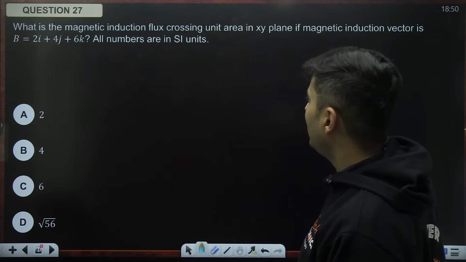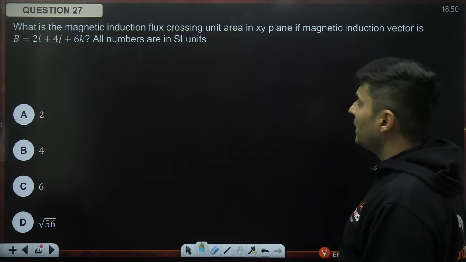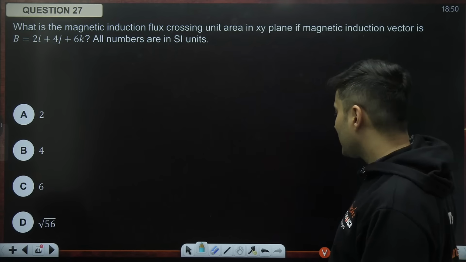What is the magnetic induction flux crossing unit area in the xy plane if the magnetic induction vector is so and so? XY plane.